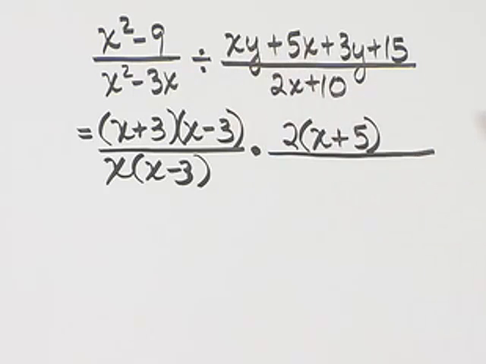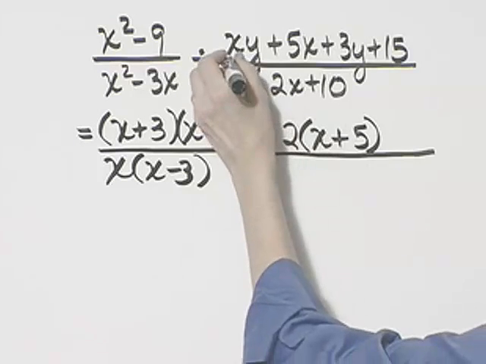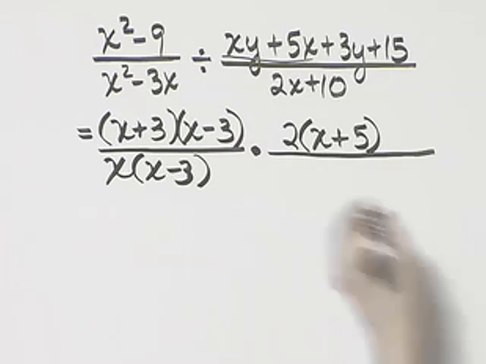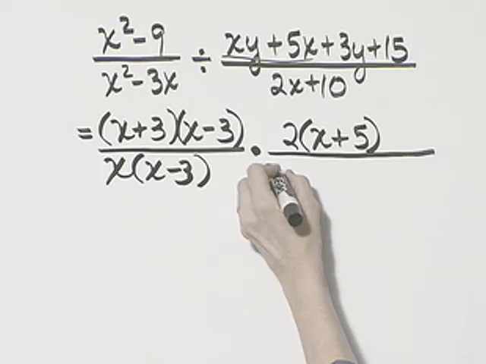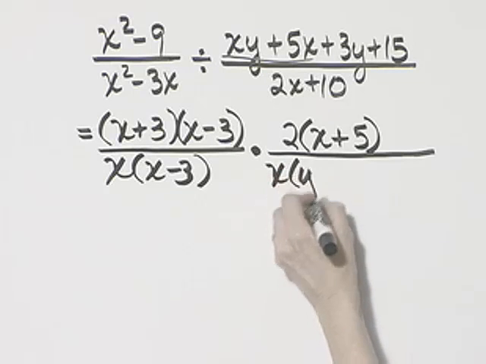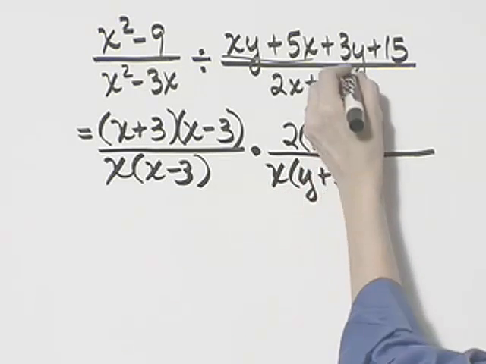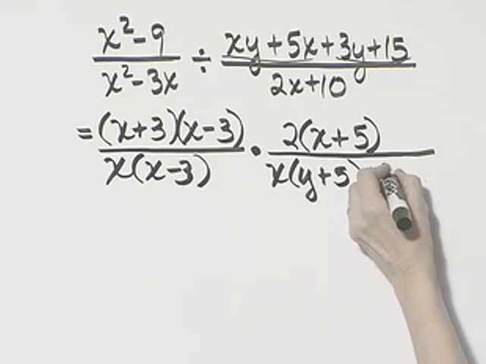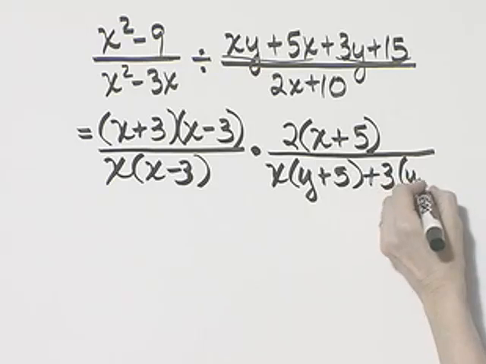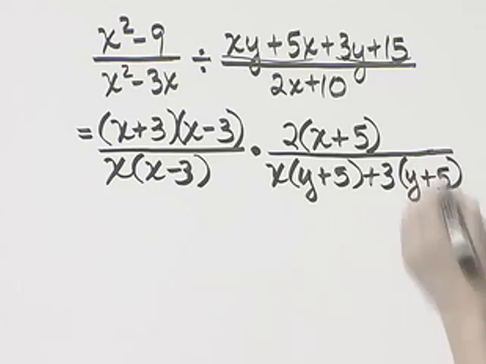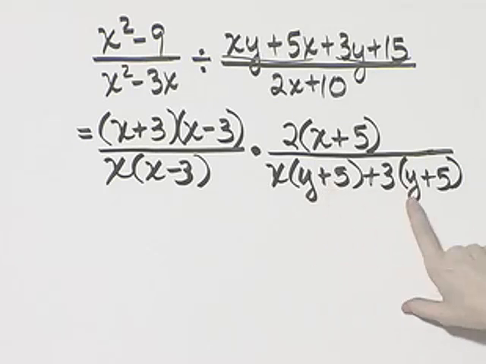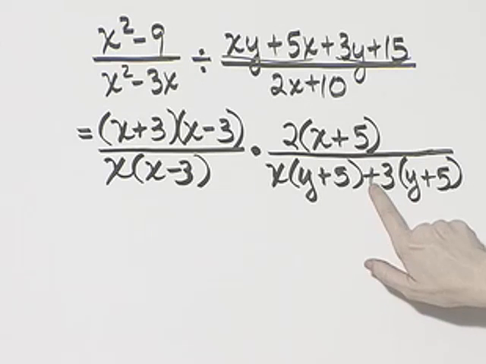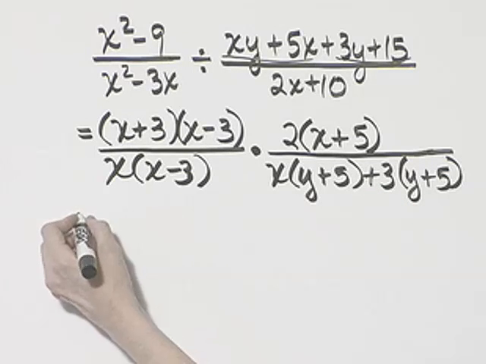And this numerator, which will become this denominator, I'll start factoring. It's a 1, 2, 3, 4 term polynomial, so I'll factor by grouping. Let's look at the first two terms. There's a common factor of x that I can factor out, and I'm left with y plus 5. Second pair of terms, common factor of 3, and I'm left with y plus 5. Now, I have not finished factoring here. I have not written it as a product. I've only written it as a sum. So I will continue factoring down there.